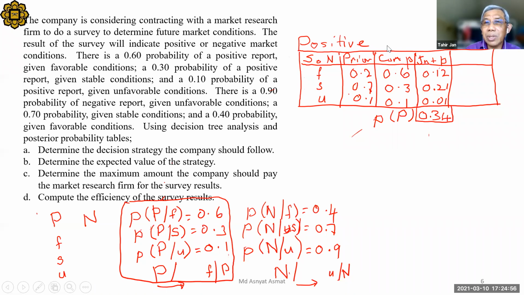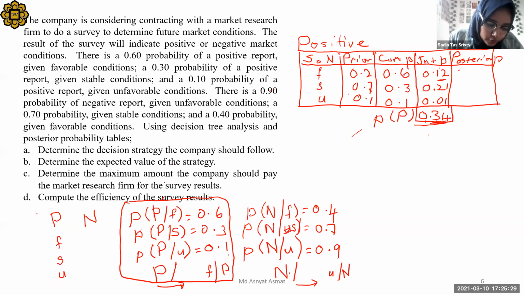Then now we are going to calculate what we call the posterior probability. How do you calculate? The joint probability divided by the sum of the joint probabilities. The lowest one is the sum of the joint probability. 0.12 over 0.34 is 0.352. Okay, you are very fast.